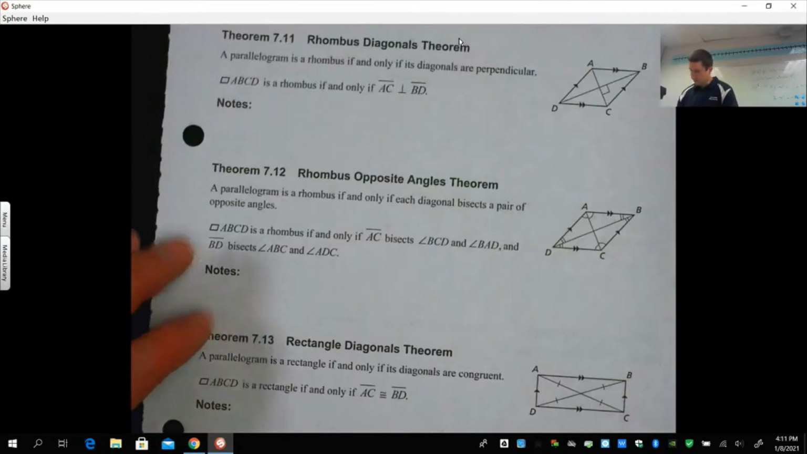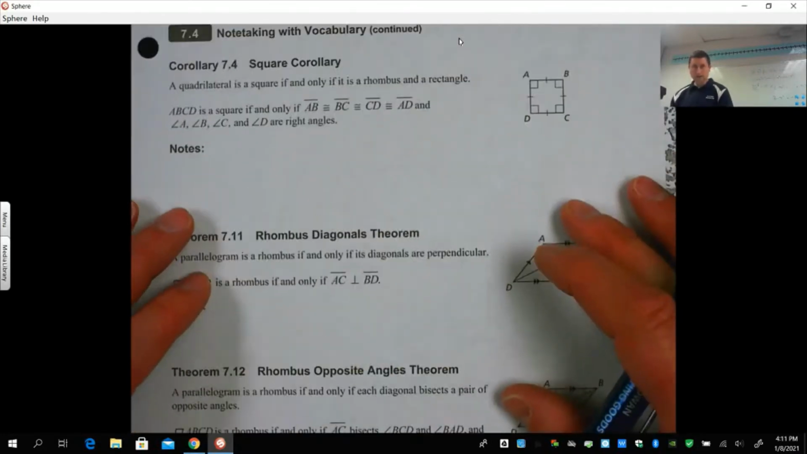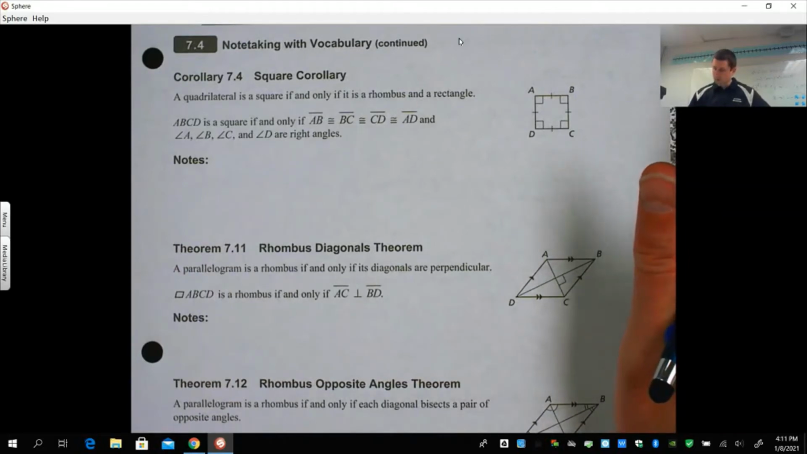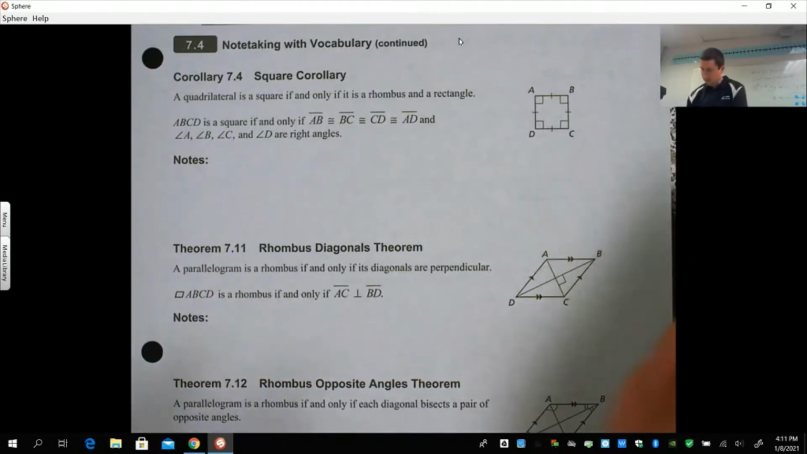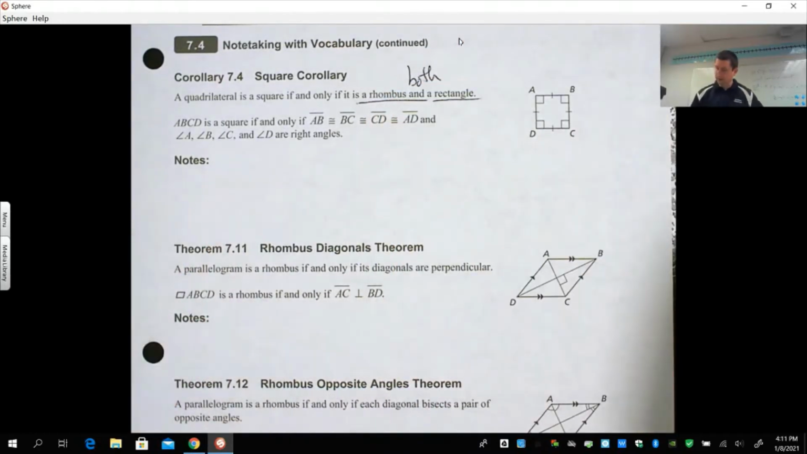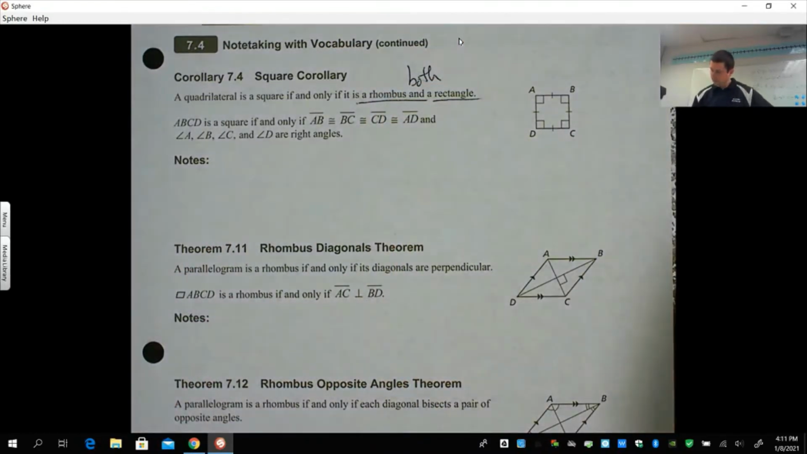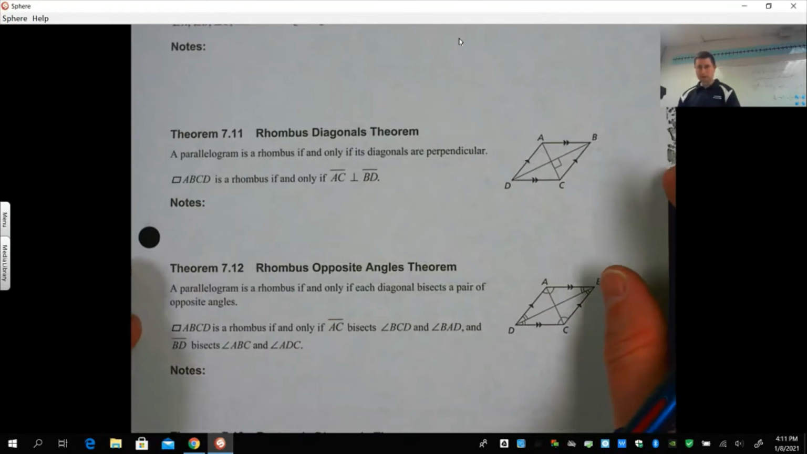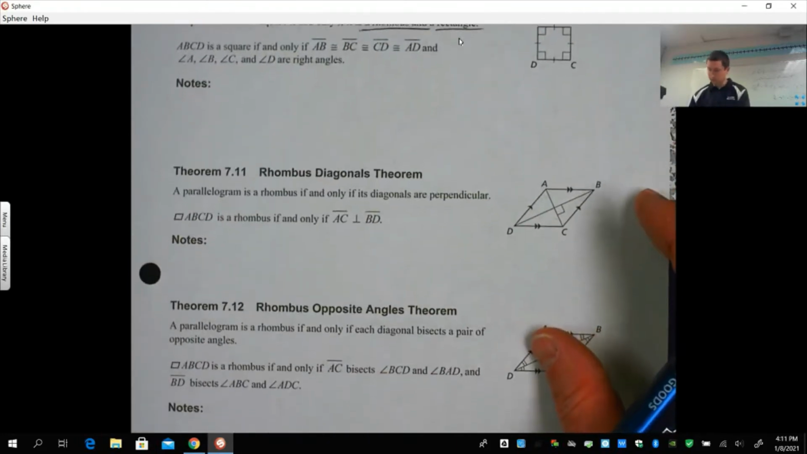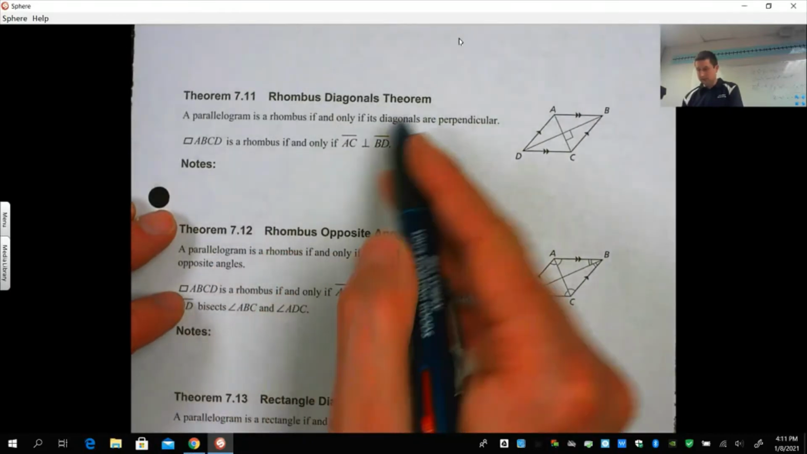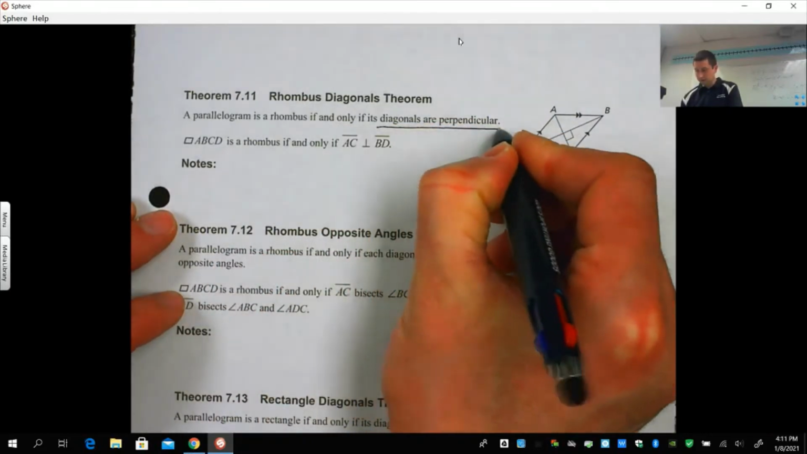Let's go on to page 213. Here's your square corollary. A quadrilateral is a square if and only if it is a rhombus and a rectangle. So it has to be both things, a rhombus and a rectangle. Here we get into the diagonals, and that's what's going to be a little bit new with these. 7.11, rhombus diagonals theorem. A parallelogram is a rhombus if and only if its diagonals are perpendicular.